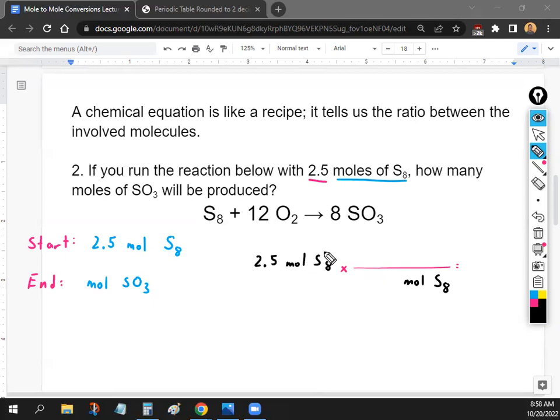Okay, because if you have one thing on the top, you have moles of S8 here, it can cancel out with moles of S8 on the bottom. And then whatever you want to find, you put on the top of the fraction. So you're going to put moles of SO3 on the top.